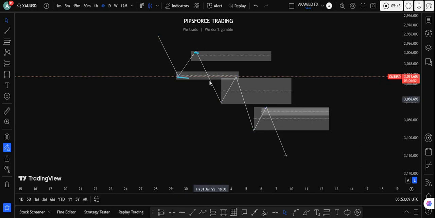to identify and see how price respects this order flow, and you end up missing your trade because you always wait for price to come to your order block. So let's find an example in the live market.